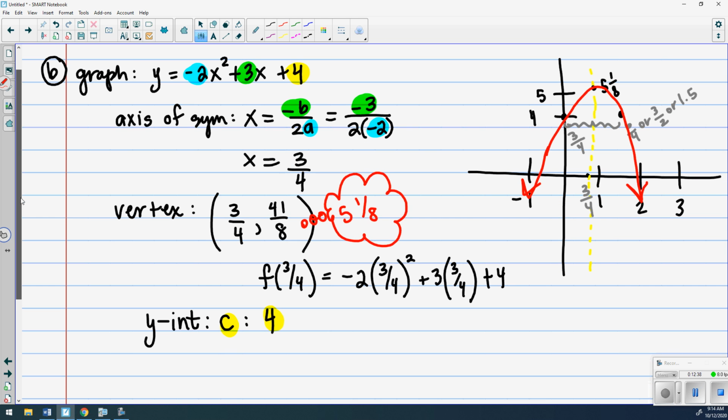So what can we say about this parabola now that we have it so nicely drawn? We can say that its domain will be from -infinity to infinity. Its range will be from -infinity to 5 1/8. And we can say that it has a maximum value at 41/8 or 5 1/8 or 5.125, whatever you want to say. All right, that's all I have to say about that.